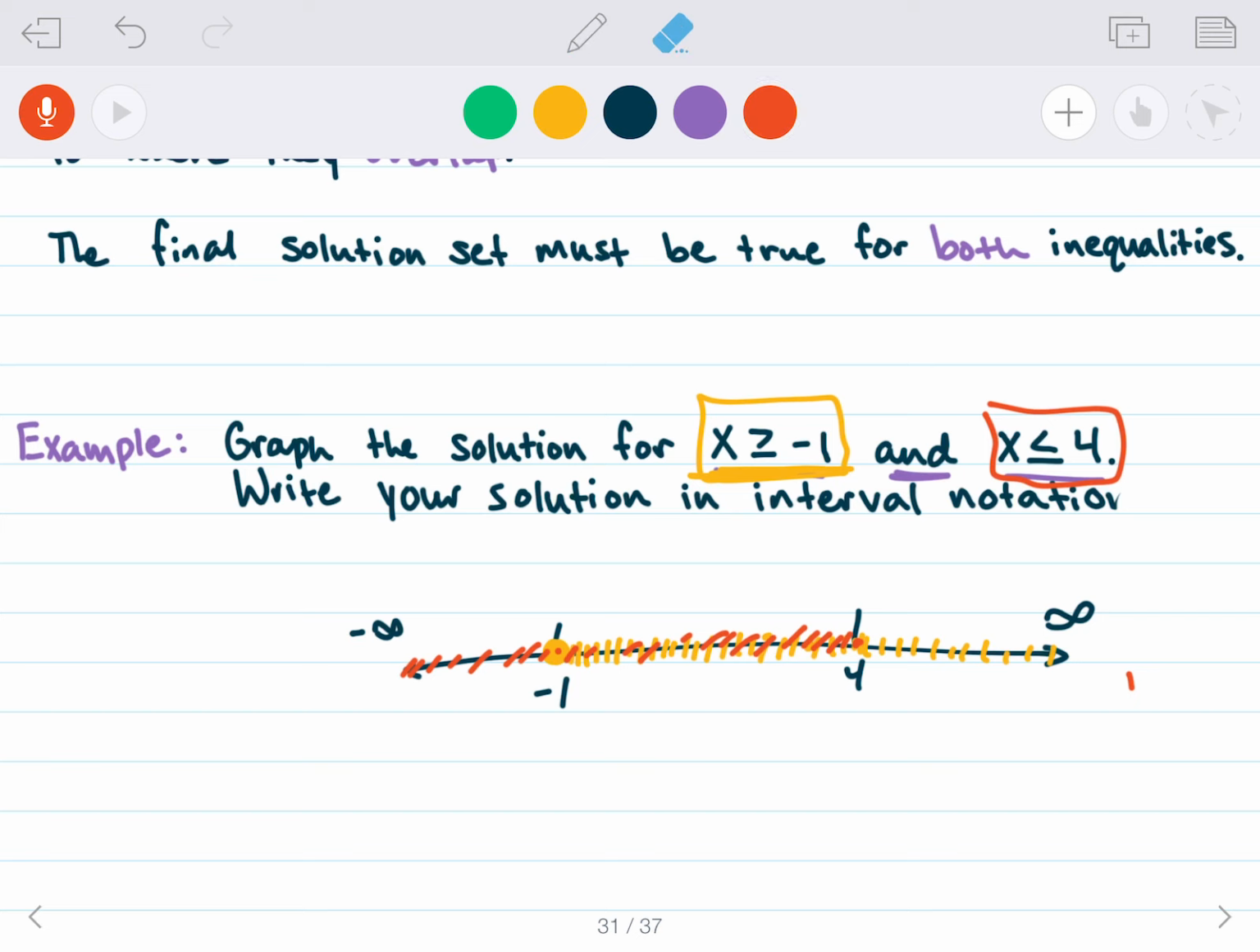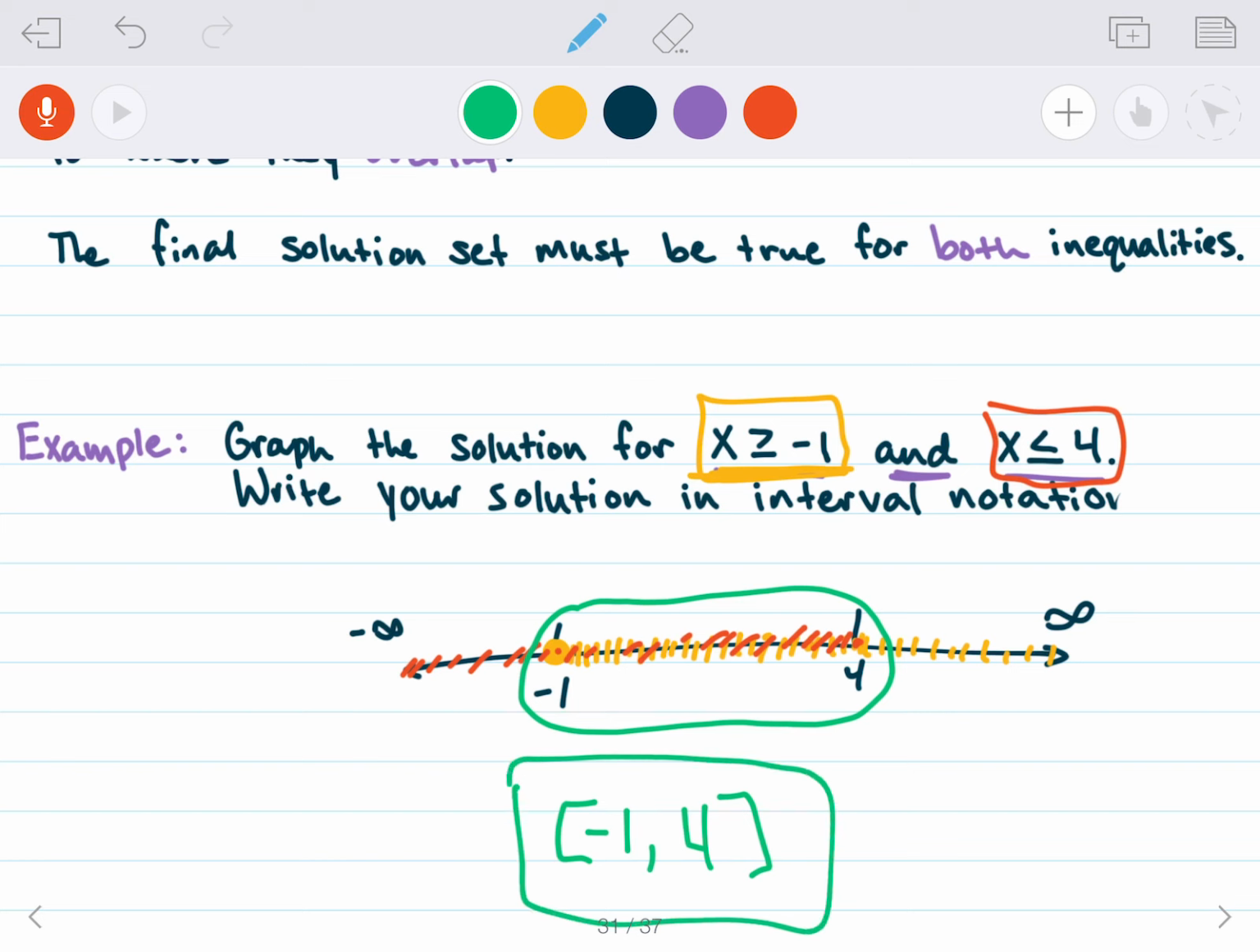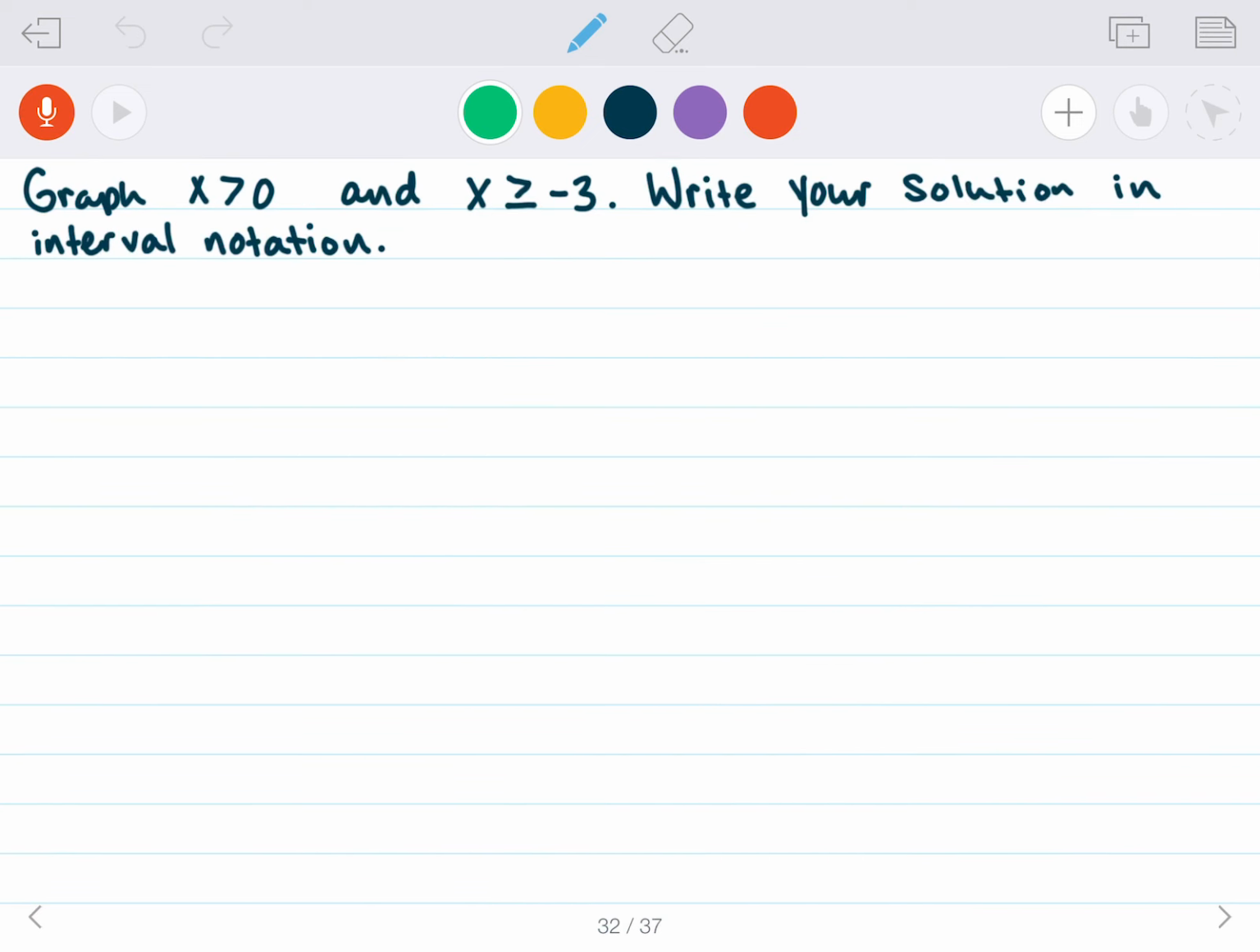Okay? And so our solution is where they intersect, where they're both shaded. And it turns out they're both shaded starting at negative 1. We have a yellow and red shade there, all the way to positive 4. We have a yellow and red shade there. So that's our solution. So in interval notation, this is going to be from negative 1 to positive 4. And we're including both of those, so that is our solution in brackets where those things overlap.